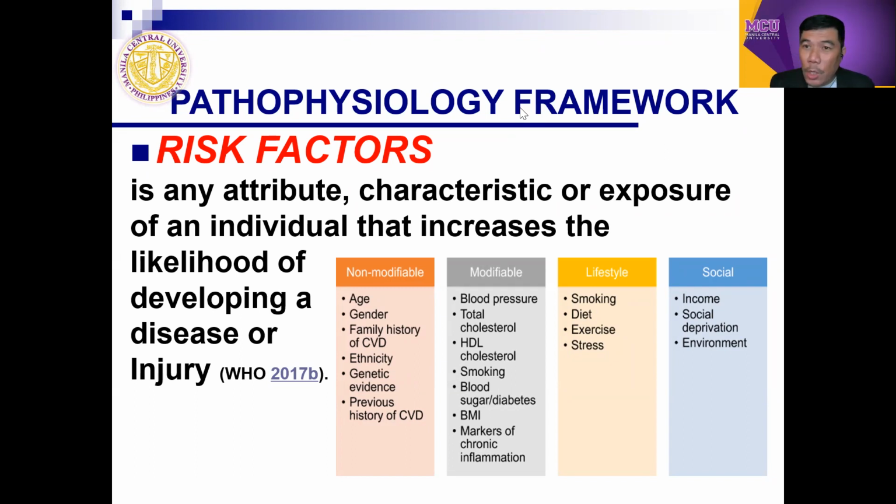So just the same as for tuberculosis. Right? With previous history of tuberculosis, it can still be identified when you have your chest x-ray, because tuberculosis can lead to tissue death in the lungs, and it will still leave a mark whenever you are subjected to a chest x-ray. So these are the non-modifiable risk factors: the age, the gender, the family history, the ethnicity, the genetic evidence, and previous history of cardiovascular disease. Let us now proceed with modifiable risk factors.